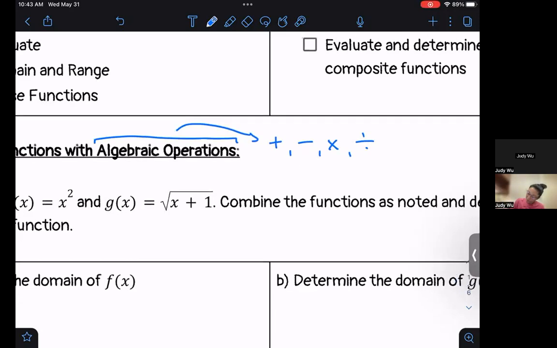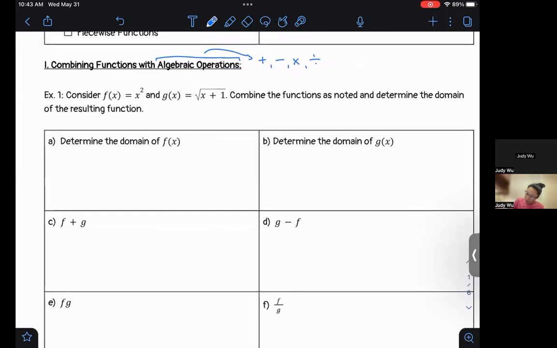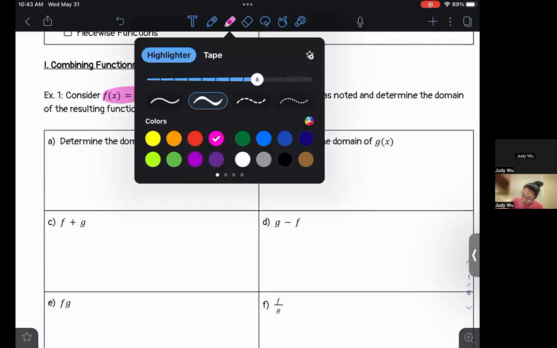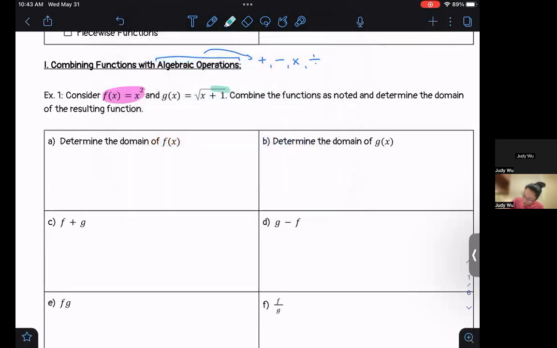So let's start with this example right here. Example 1 says, consider f of x equals x squared. Let's note that our f of x function is x squared. And then separately, g of x is the square root of x plus 1. The directions say combine the functions as noted and determine the domain of the resulting function.